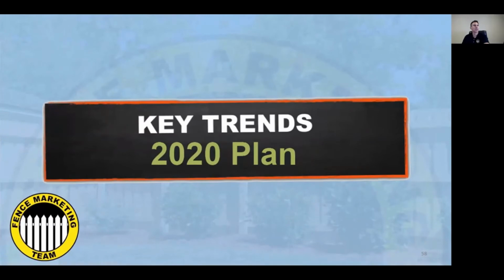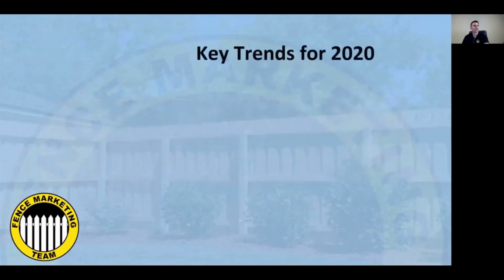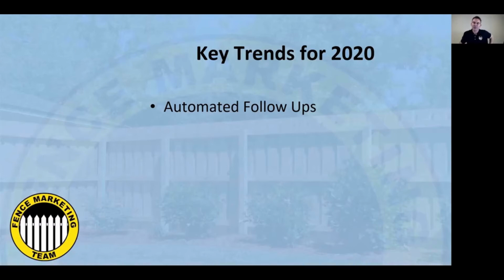So key trends for 2020. Automation is really going to play a huge role. So how we're using automation for our clients is someone calls into the number, they're getting automated text messages back. Someone fills out a contact form, they're getting text message automations. How can we help? Do you need a quote? We're sending them an email saying, how can we help? Do you need a quote?